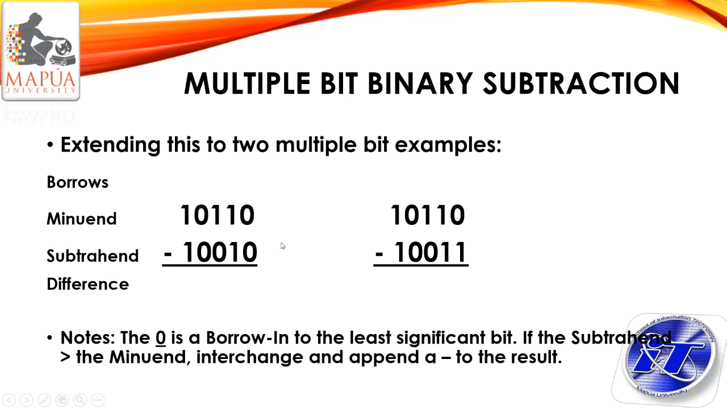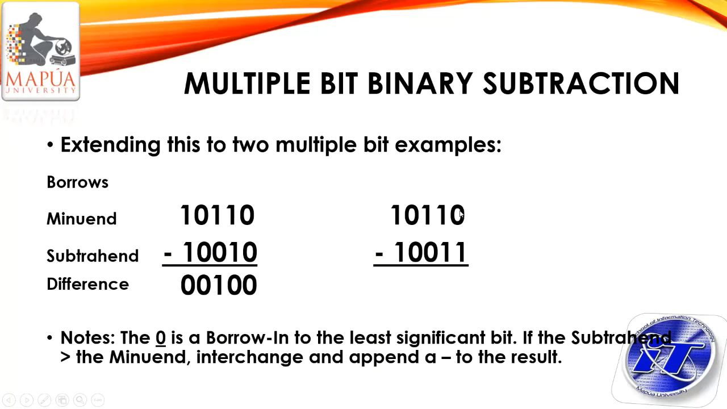So 0 minus 0 is 0. 1 minus 1 is 0. 1 minus 0 is 1. 0 minus 0 is still 0. 1 minus 1 is still 0. So therefore, this is our answer. Another example: 10110 minus 10011.